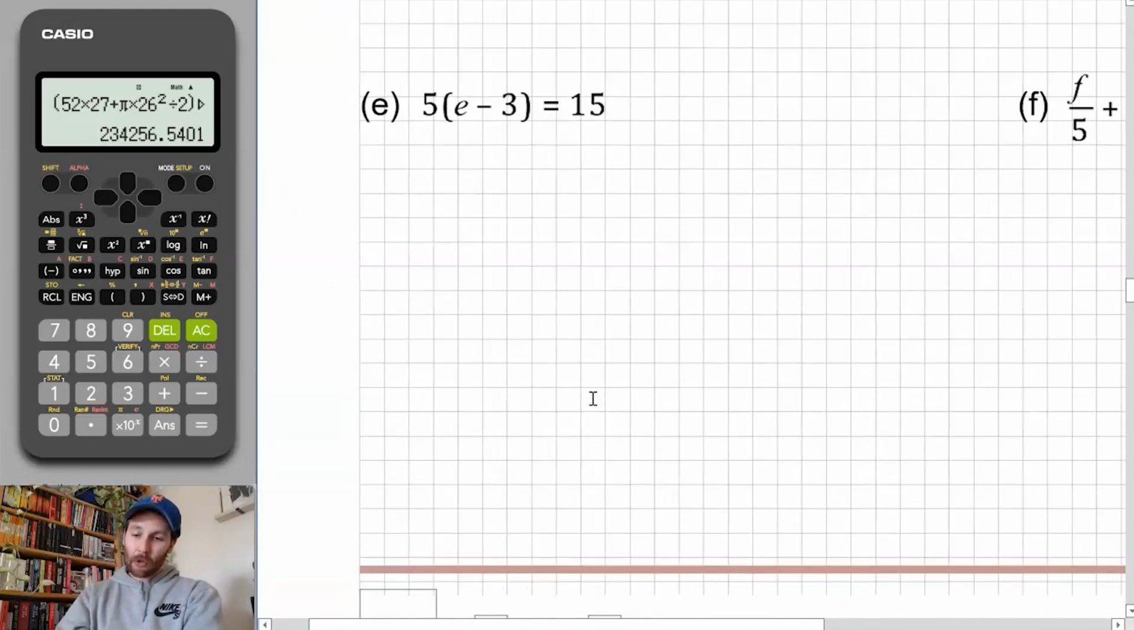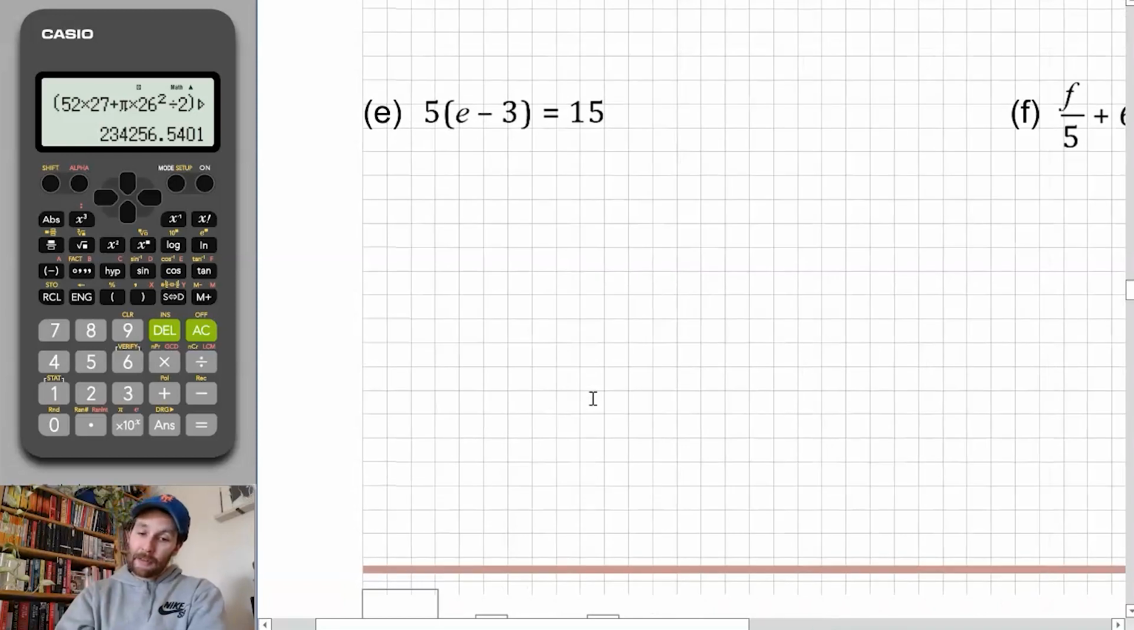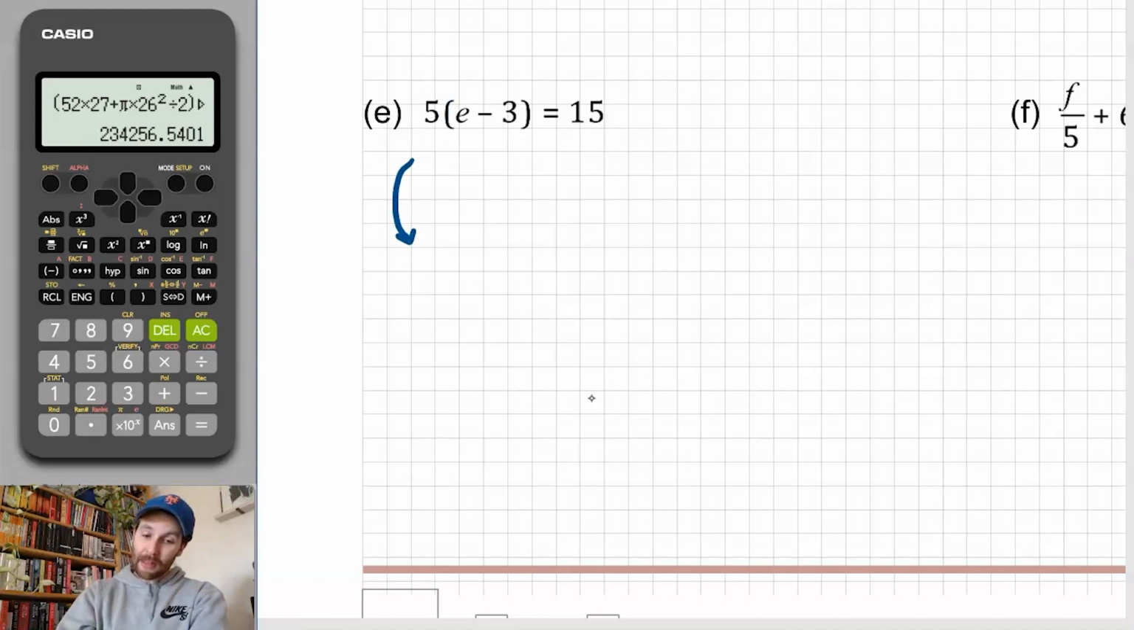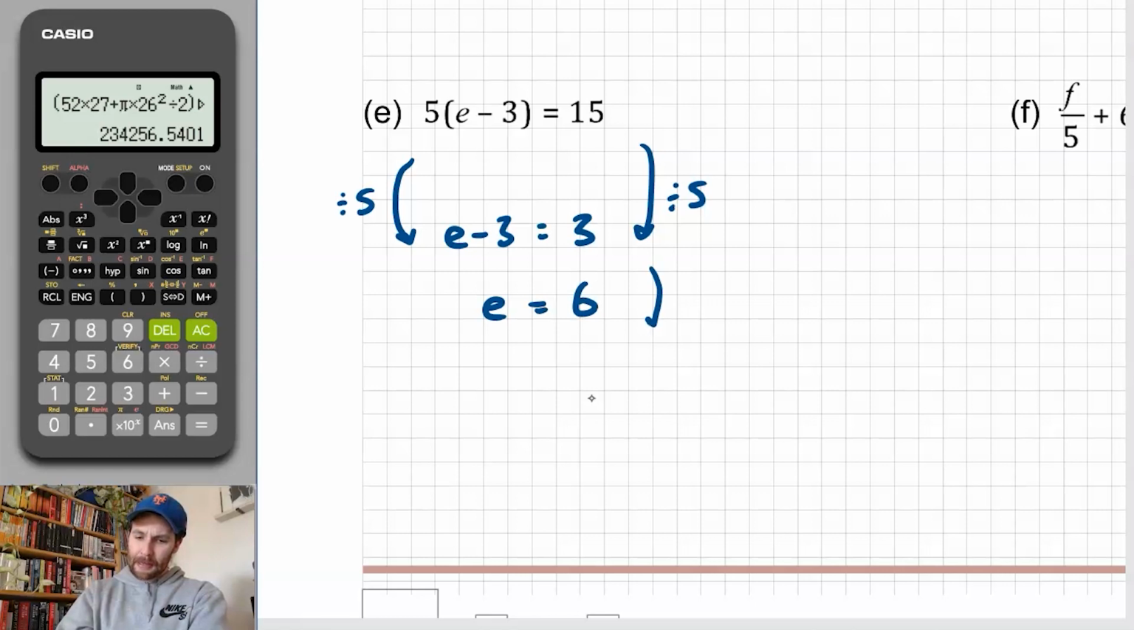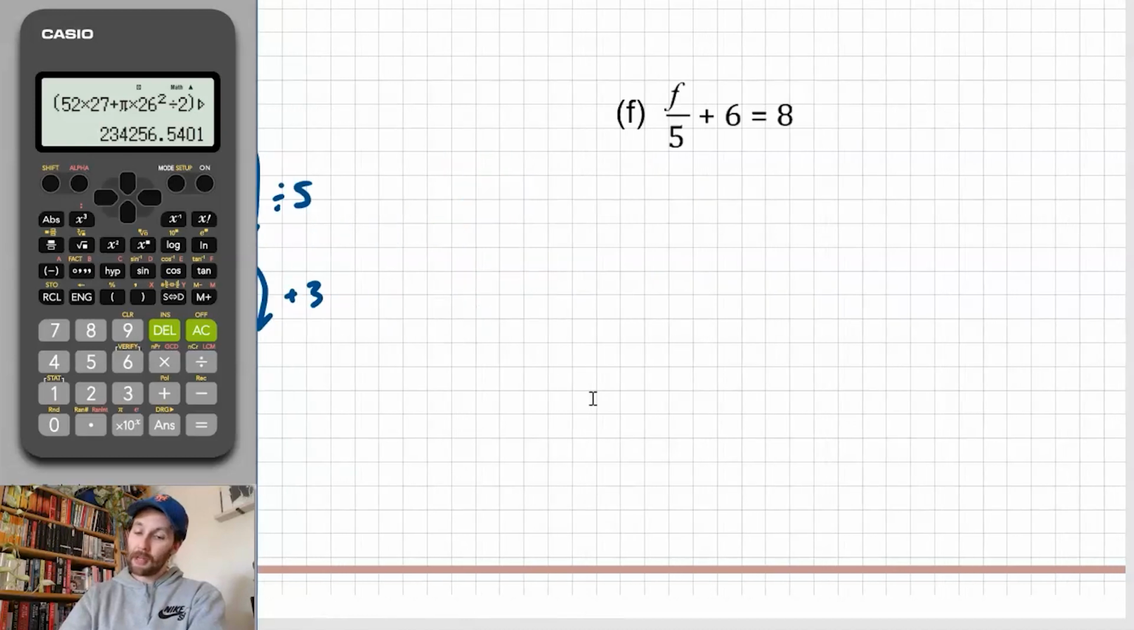All right, this time we've got a bit of bracket action happening. For this one, we started with E. We took 3 away, and then the result of that was multiplied by 5 to give 15. So this time we've got to get rid of that multiply by 5 first. We'll do that by dividing by 5. And that's going to leave us with E take 3 is equal to 3, which means that our something has to be 6. And again, we can figure it out by popping it back in there. So 6 take 3 is 3, and then 3 times 5 is 15. So that still works. All right, lovely.